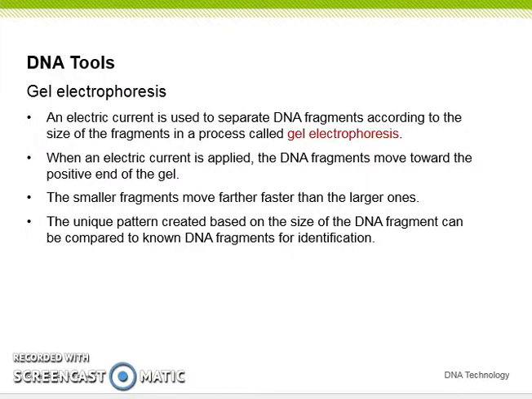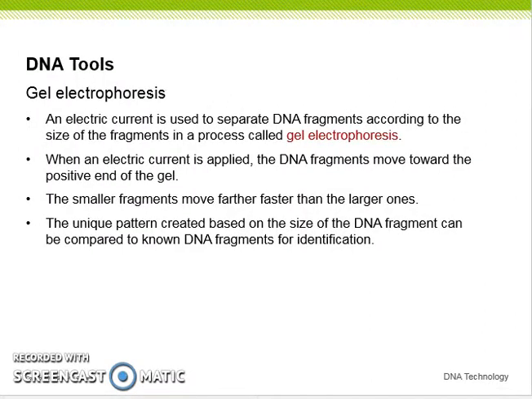So, as you can see, an electric current is used to separate DNA fragments according to the size of those fragments. And when an electric current is applied, just like most people, we tend to move towards the positive people or things in our life. The smaller fragments move farther and faster than the larger ones. That's something important to note. You might want to highlight that.